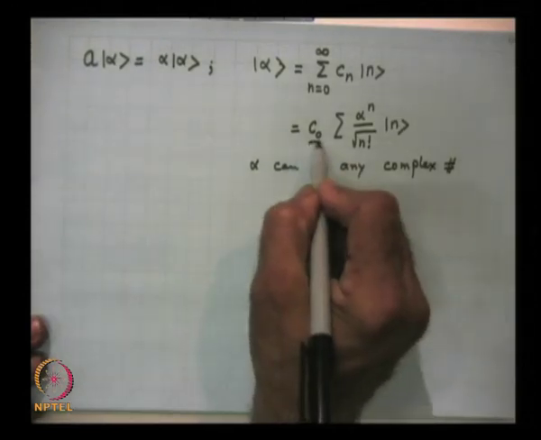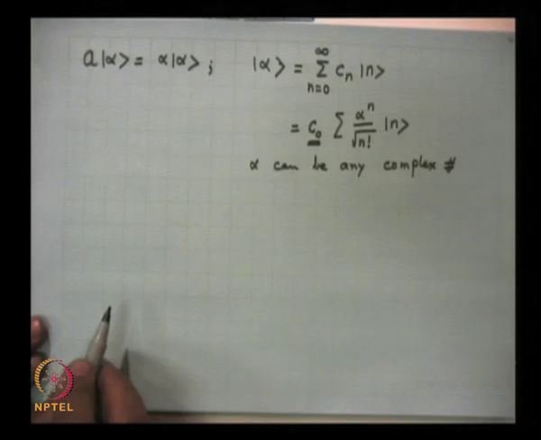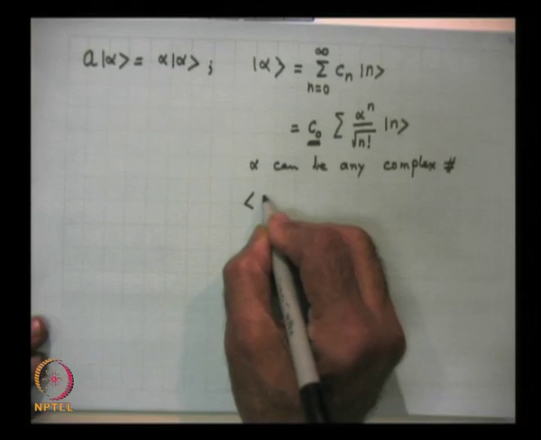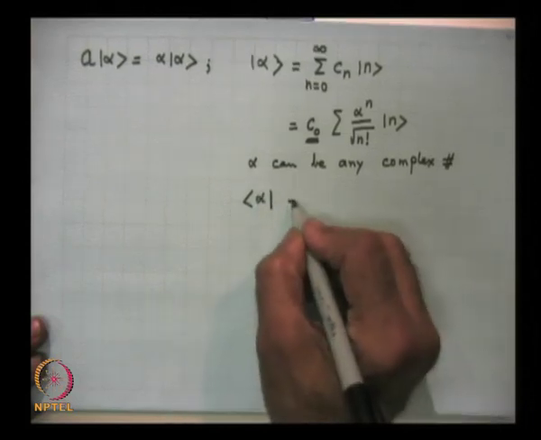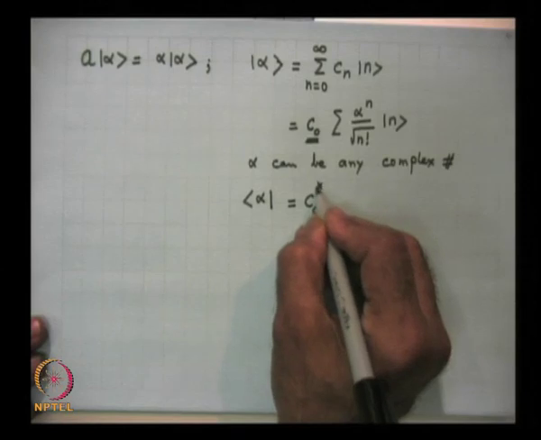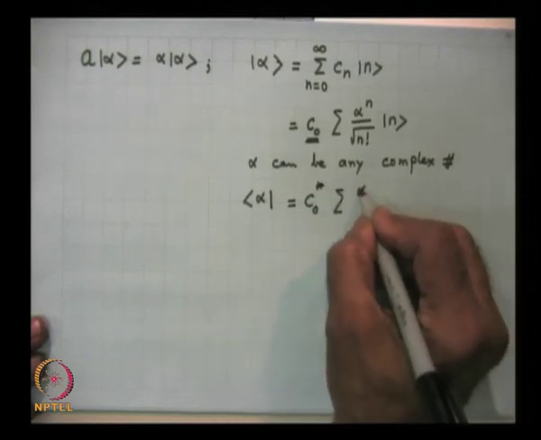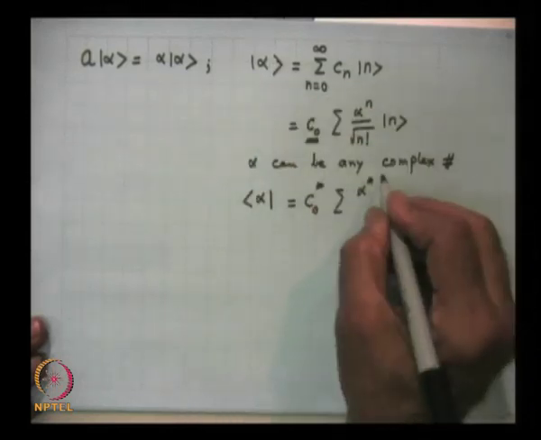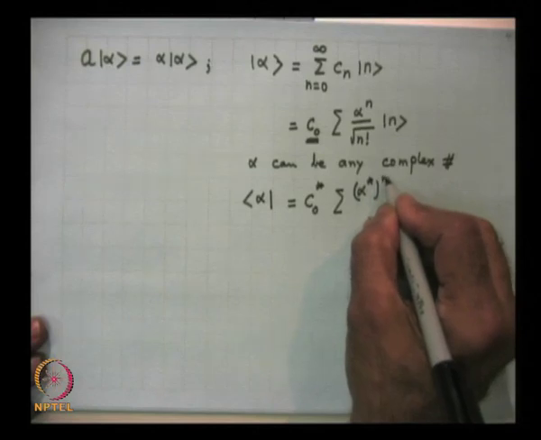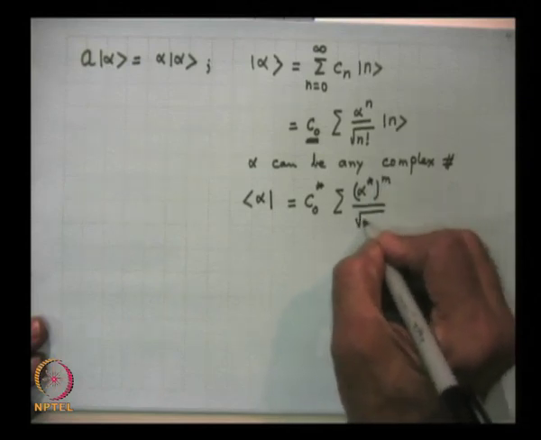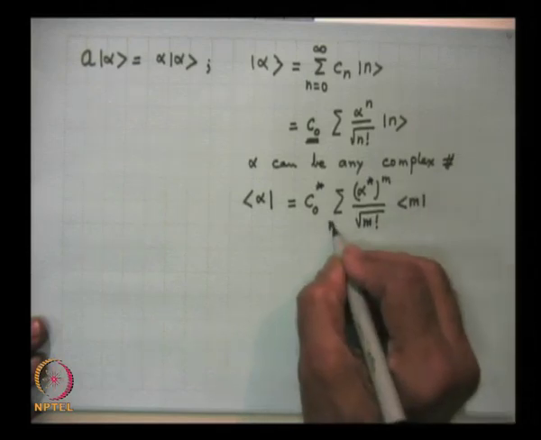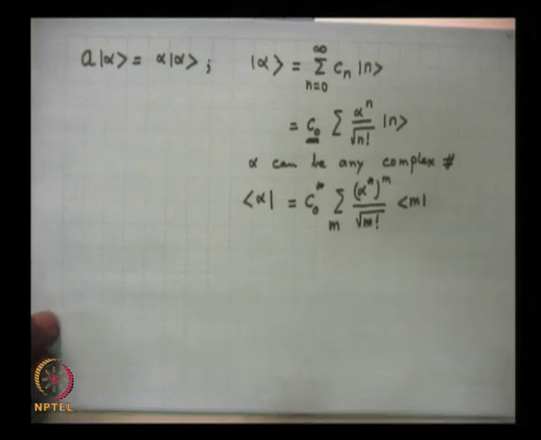I still do not know what is the value of C 0. So, I try to normalize this ket. I have bra alpha, if I take the conjugate of that. So, this will be C 0 star, alpha star to the power of m, and bra m, because n and m are dummy variables. I can write p, I can write m, or I can write l, anything that we feel like.